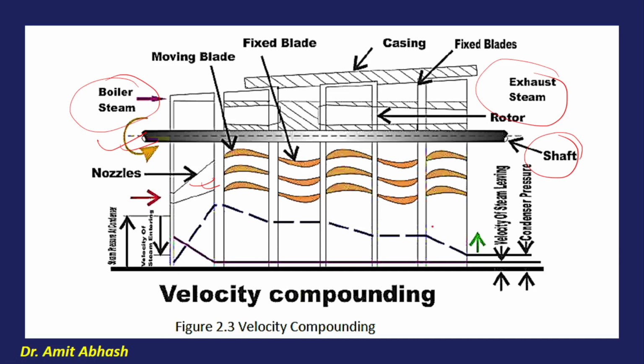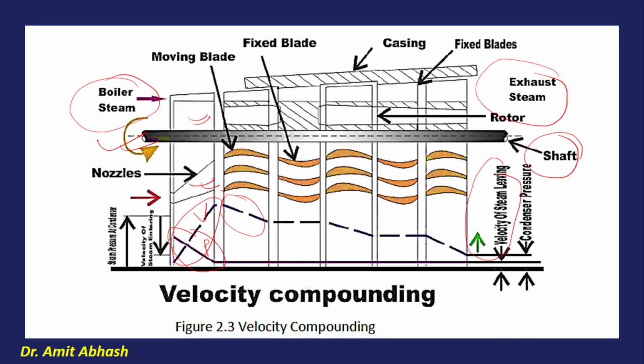That's why the velocity of steam leaving the nozzle is high. You can see here, this is the velocity and this is the pressure. When we consider the nozzle, you will find there is a huge jump in velocity, and here is the fall of pressure. Now this is the moving blade. In the moving blade, definitely the velocity of steam will get reduced.